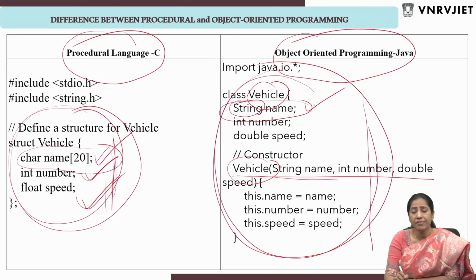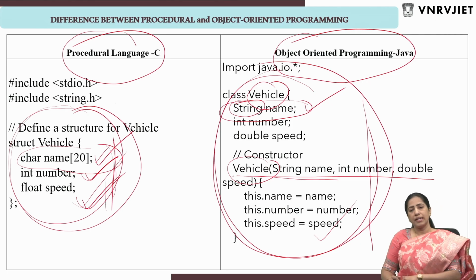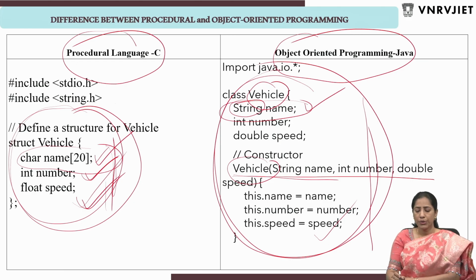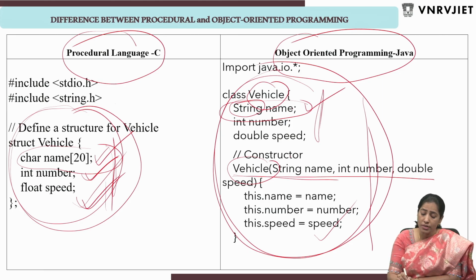So what parameters have I taken in each of the programming languages for vehicle details? Name, number plate of the vehicle, and speed of the vehicle. Then how can I assign the values in a procedure-oriented language? How can I assign the values in an object-oriented language? To assign the values to the parameters created for the vehicle in object-oriented language, we use the concept of constructor. So constructor is used to assign values to the attributes, to instantiate the vehicle details. So we use the constructor.